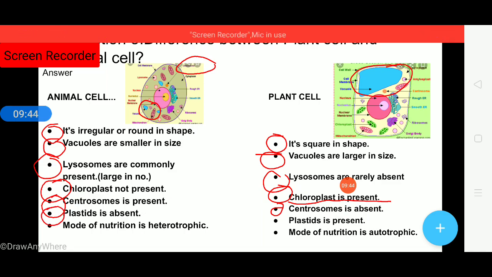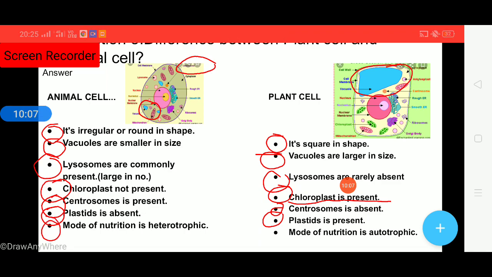Now the sixth point: plastid is absent in animal cell, and in plant cell plastid is present. Sometimes a question may ask why plastid is not present. Mainly the answer is because animal cell is heterotrophic, so plastid is not present in it.